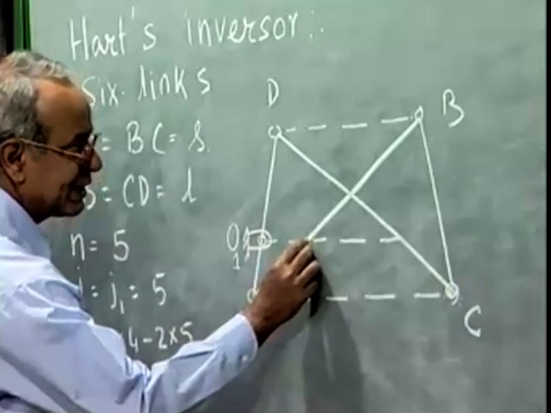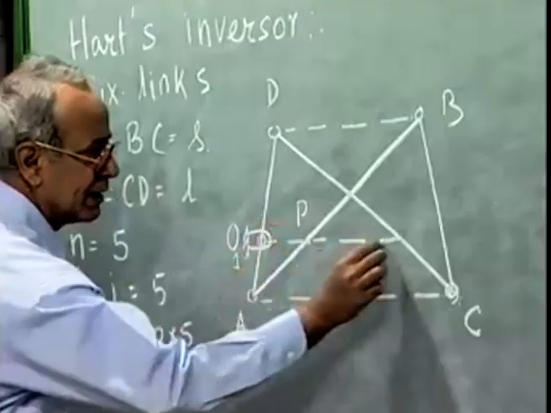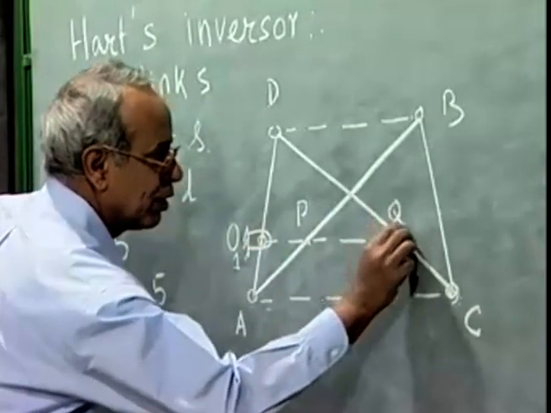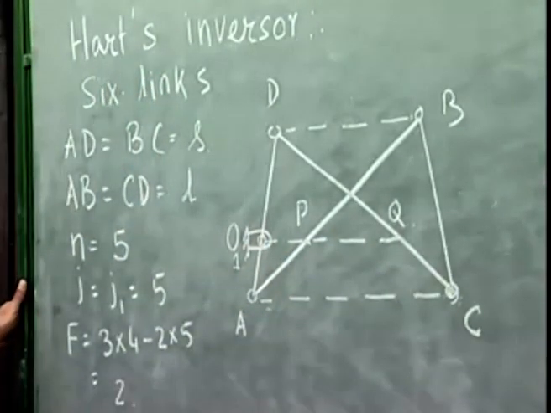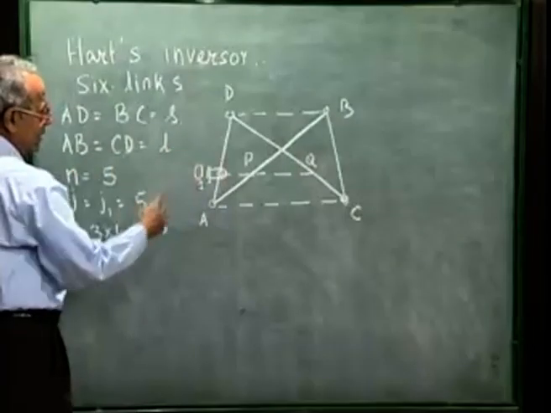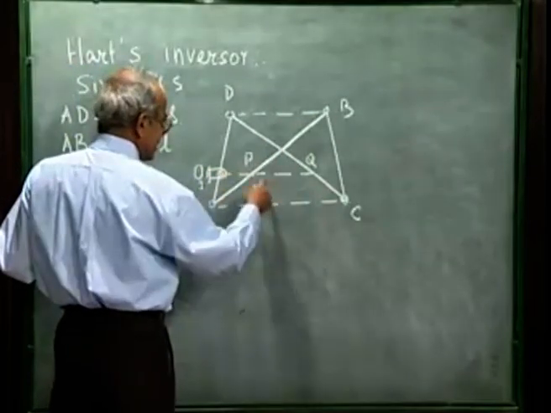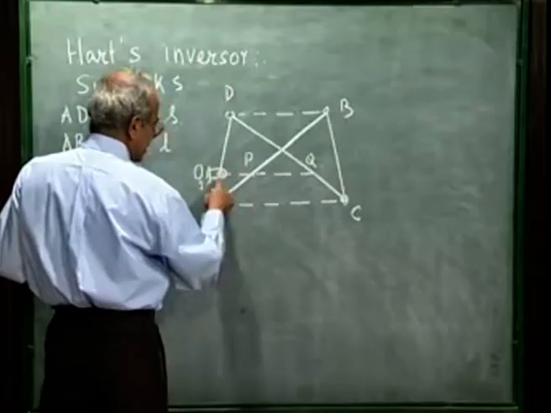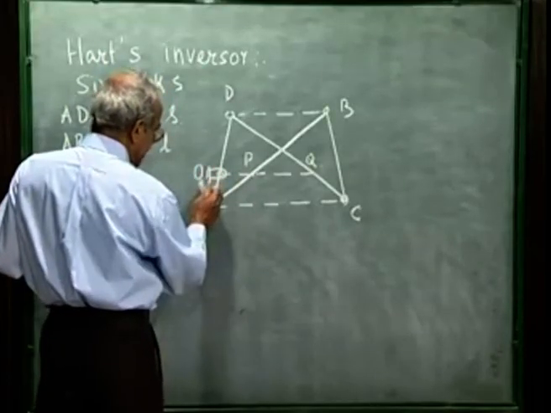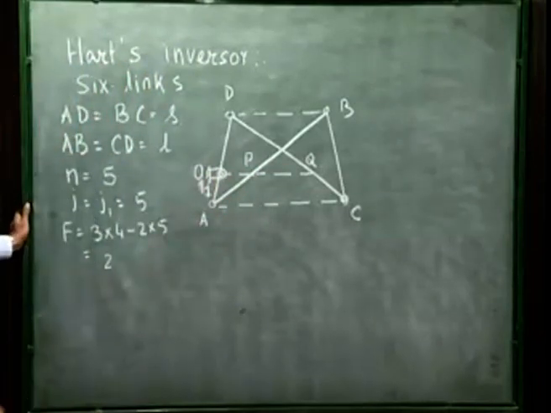Where this line intersects the line AB, let me call it P, and this point of intersection let me call Q. As we see, the point O is not moving, and however the figure deforms, this line will always remain parallel to BD and AC. That means these 3 points, namely O, P and Q, always remain on one line.